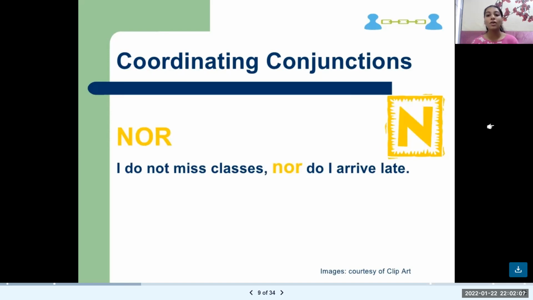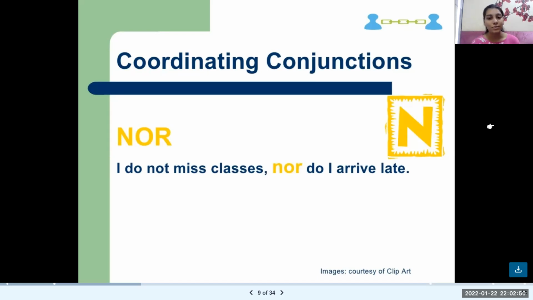What does the N stand for? Nor. So how do we use it in a sentence? Let us see that. I do not miss classes, nor do I arrive late. Now what is happening in the sentence? There are two separate sentences and they are brought together with the word nor. So what is the first sentence? I do not miss classes. And the second one is, do I arrive late? Now, what is exactly happening here? The person is trying to say that I don't miss classes, nor do I arrive late. So I don't even miss my classes as well as I don't arrive late. So to put it all together, the word nor is used over here.